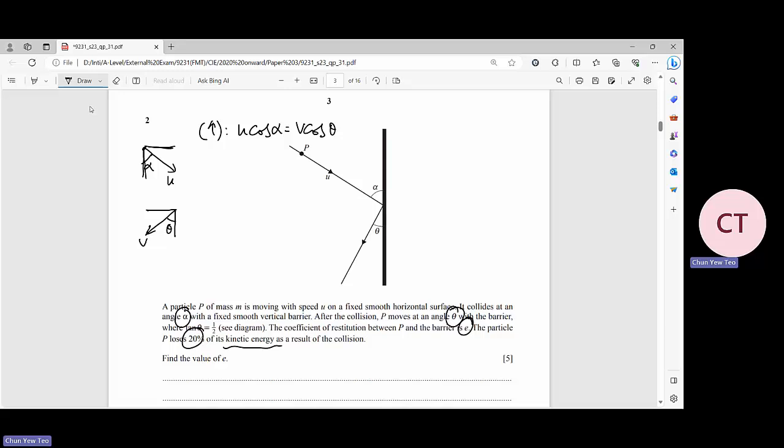But before we continue, the question mentioned that we have tan theta equals to half. So from here, tan theta equals half, we can draw a triangle. This is 1, this is 2, this will be square root of 5 using Pythagoras theorem. So from here, we can say that u cos alpha is equal to v cos theta, which is 2 over root 5 v.